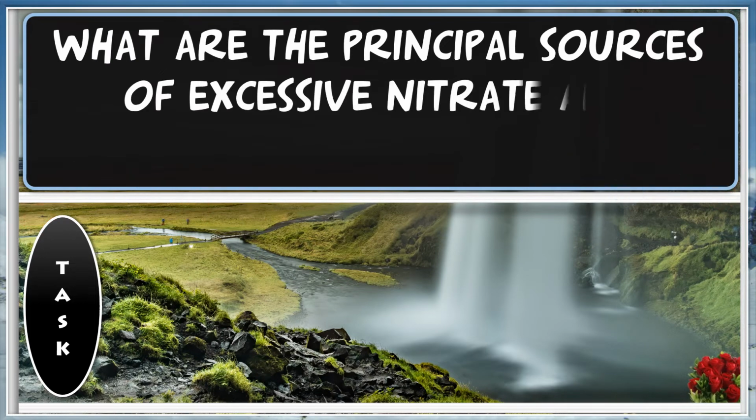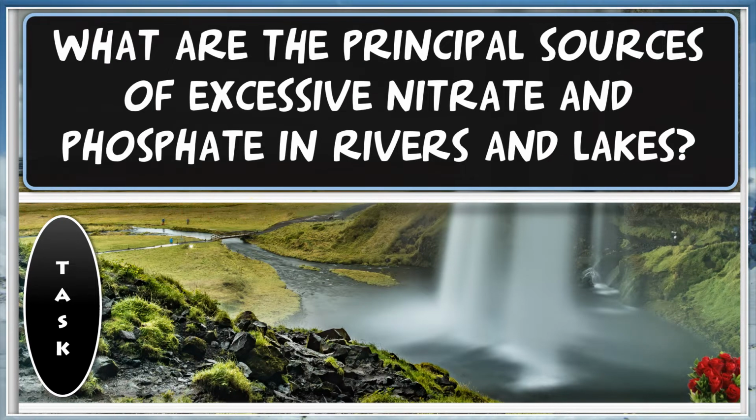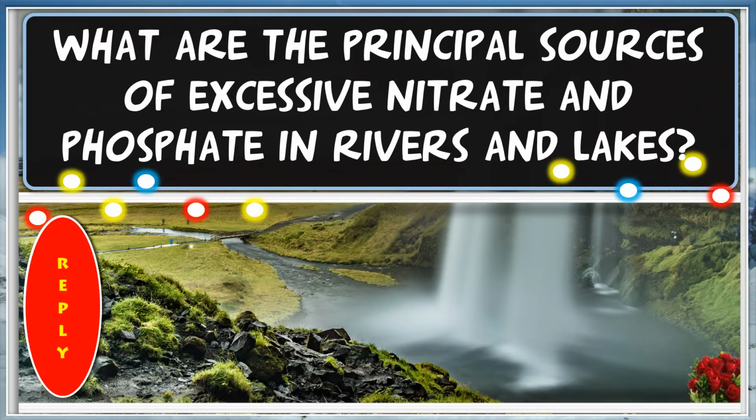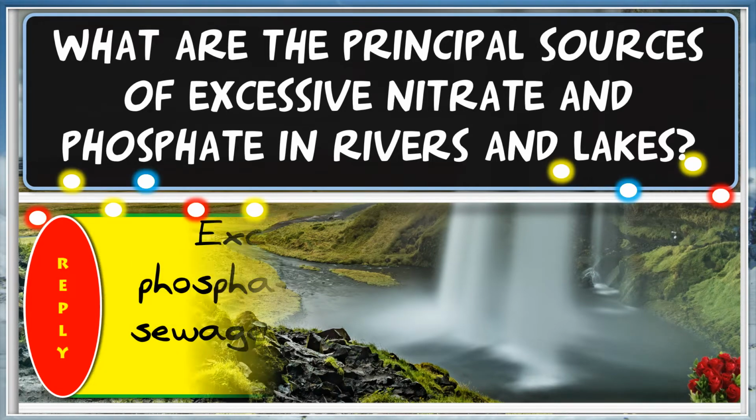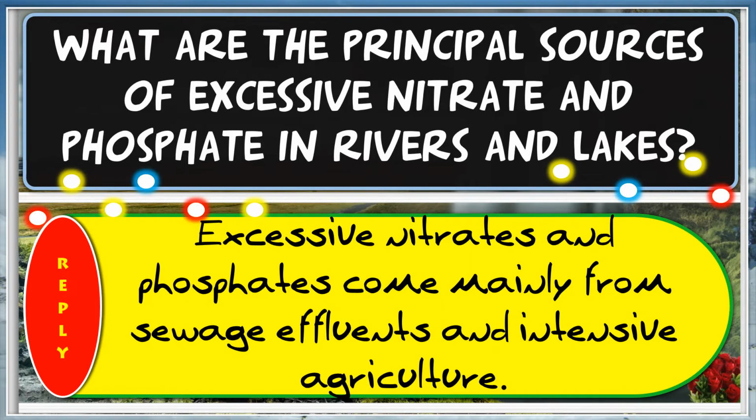What are the principal sources of excessive nitrate and phosphate in rivers and lakes? Excessive nitrates and phosphates come mainly from sewage, effluents, and intensive agriculture.